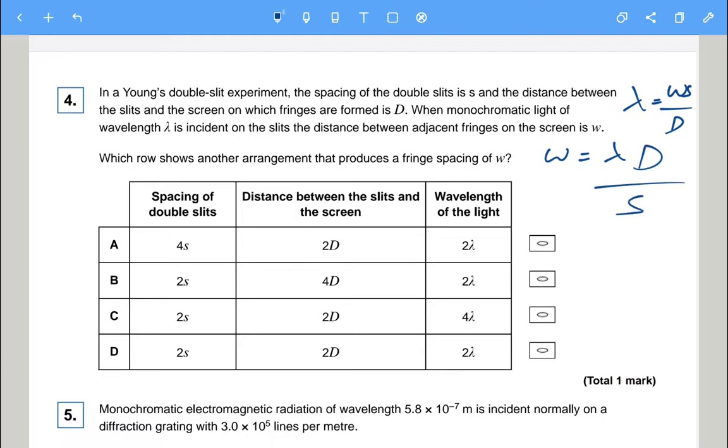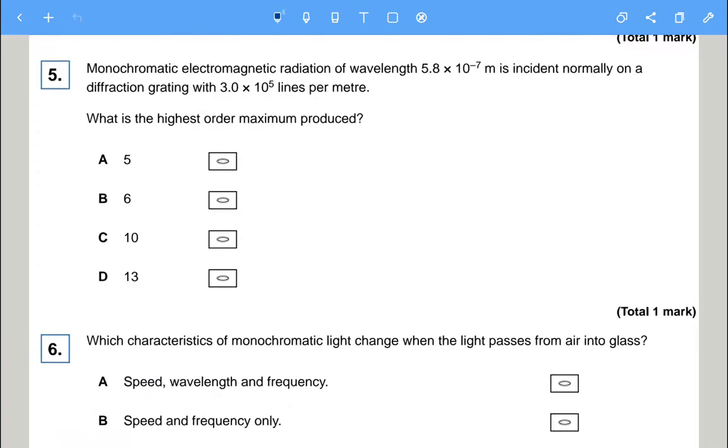Then you just need to make sure that the numbers add together properly. So in this instance, it's A. You can see by looking. Lambda is 2, so 2 times the wavelength 2. The distance is 2 times, and the spacing of the double slits is 4 times. So the top is 2 times 2 is 4. 4 divided by 4 is 1. So we're still at W. So A. Let's look at the next one.